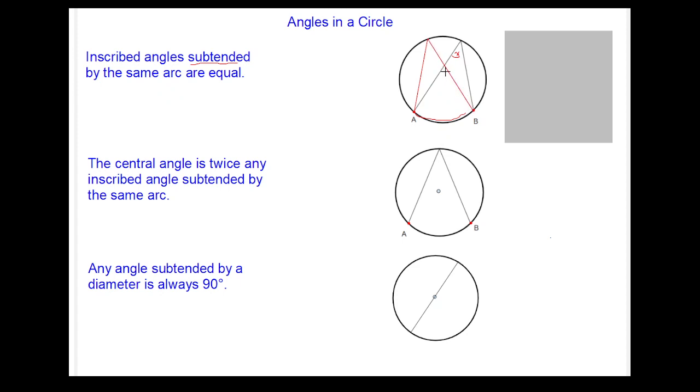So here's another angle that is subtended by this arc AB. These are two angles that are subtended by the same arc, and any two angles that are subtended by the same arc are equal. So that means that this angle up in here also has to be x. So that's an example there.